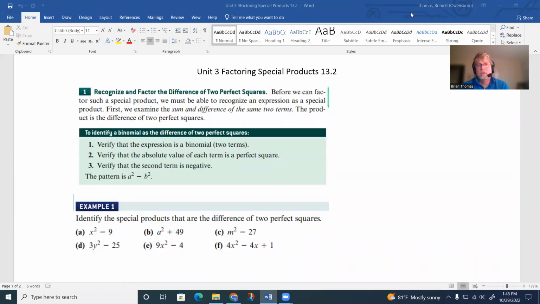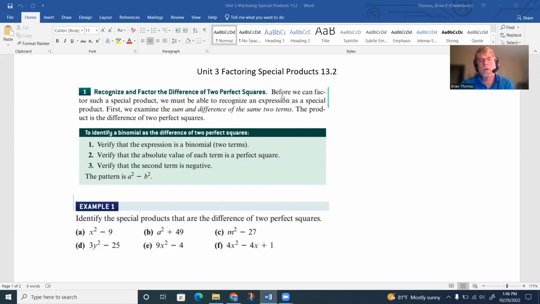So as we continue with factoring, the next thing we want to look at is what's called special products. These create some nice patterns that, if we can just recognize the pattern, we can factor rather easily. The first one we're going to talk about is how to factor the differences of two perfect squares.